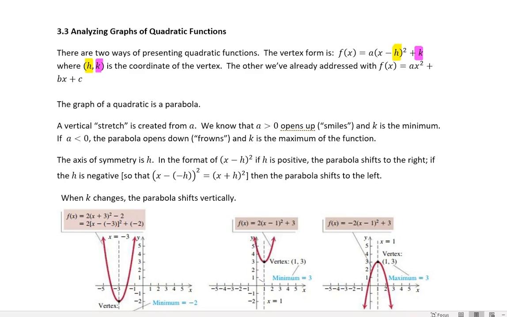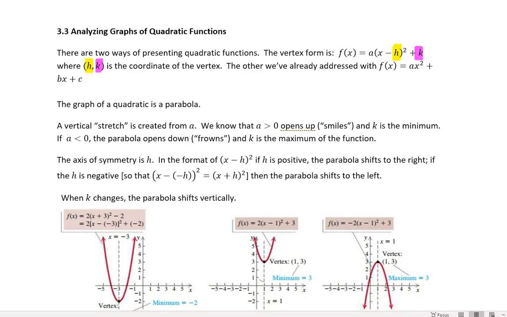So just a couple reminders. The graph of a quadratic is a parabola. It doesn't have any Ebola related to it. Okay, it's a parabola. The vertical stretch is created from the a. So the larger the a in terms of absolute value, the steeper the curve goes up. All right, so if it's a very large number, it's going to go up much quicker than it would if it were a different number.